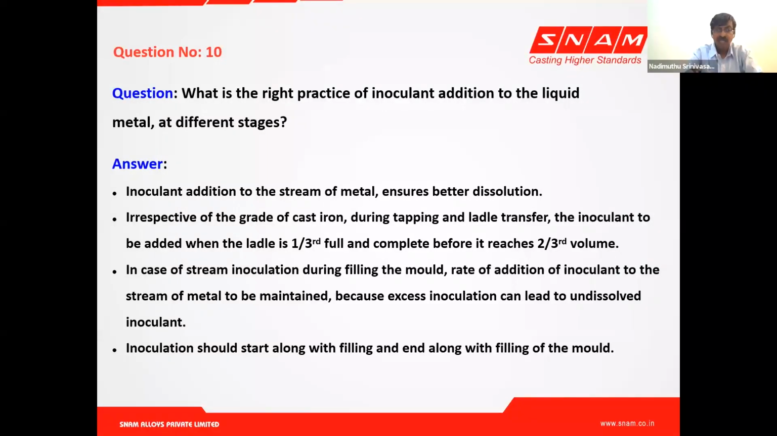And in stream inoculation, the rate of addition is to be maintained because excess inoculation can lead to undissolved inoculant. And that is why the size and the addition rate, you will see that it never exceeds 0.15 and very rarely it goes to 0.2%. Whereas when you do a ladle addition, it is 0.25 to even sometimes 0.3 to compensate for both your fading and the higher temperature at which you tap and the pouring line, the last box pouring. Inoculation should start along with filling of the mold. Start and fill, like this is your late stream additions.